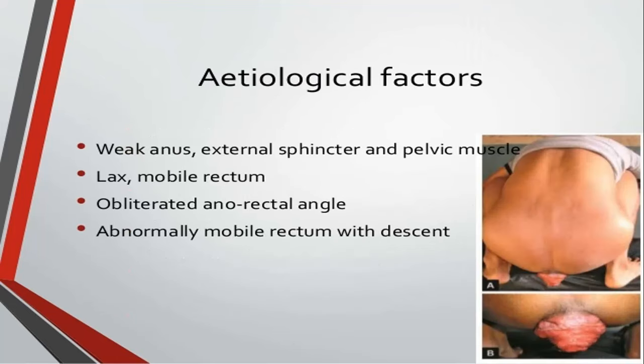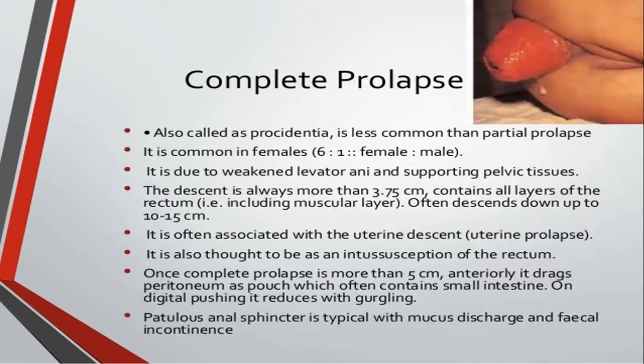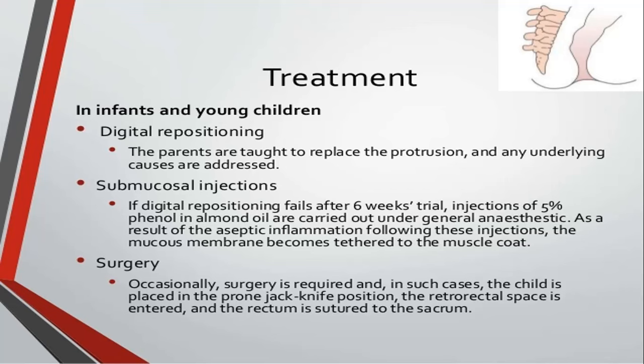So what are the etiological factors? Weak anus, external sphincter and pelvic muscle. So these are the reasons which can cause the complete prolapse. You can see here the rectum. You can see the sacrum curvature, the curvature of the sacrum.